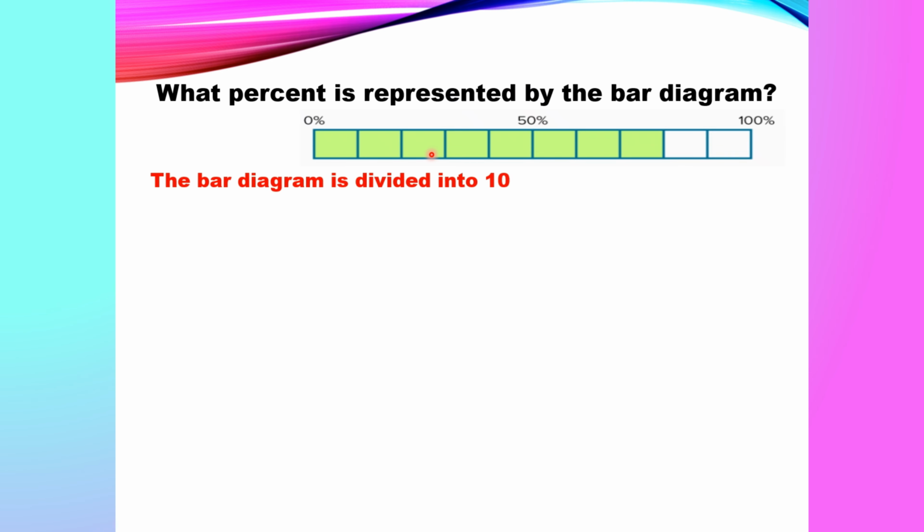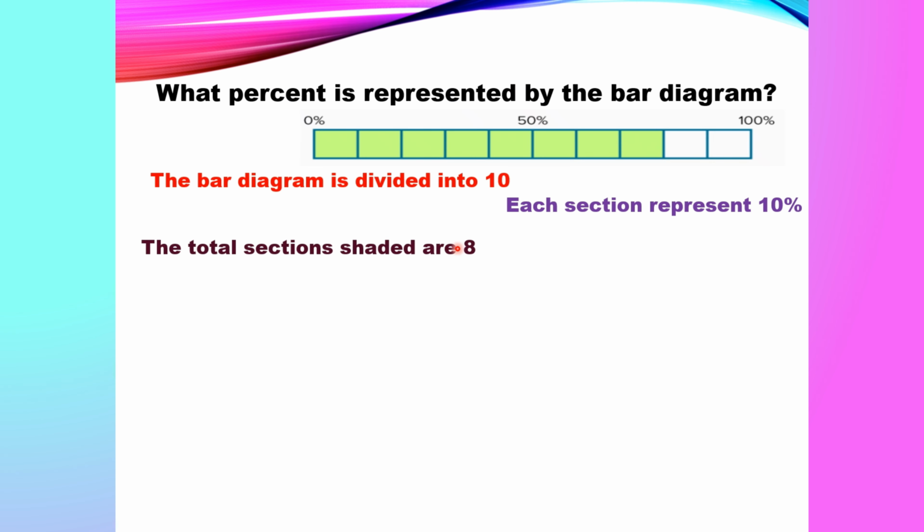What percent is represented by the bar diagram? The bar diagram is divided into 10. 1, 2, 3, 4, 5, 6, 7, 8, 9, 10. And it represents 100%. So it means each section is 10%. If you count the shaded part, 1, 2, 3, 4, 5, 6, 7, 8, you will see that 8 sections are shaded. So it means 80%.